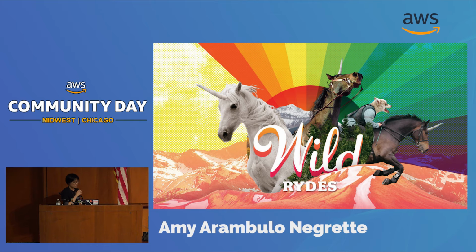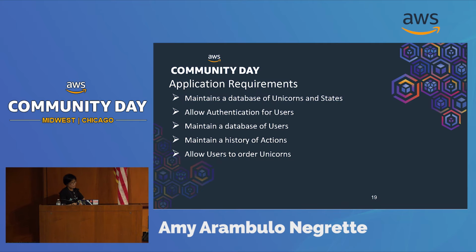So what do those application requirements look like? It requires a database full of unicorns and states, authentication for users, a database of users, a history of actions, and of course the ability for users to order unicorns. That seems simple enough. That is just like a lot of apps out there.